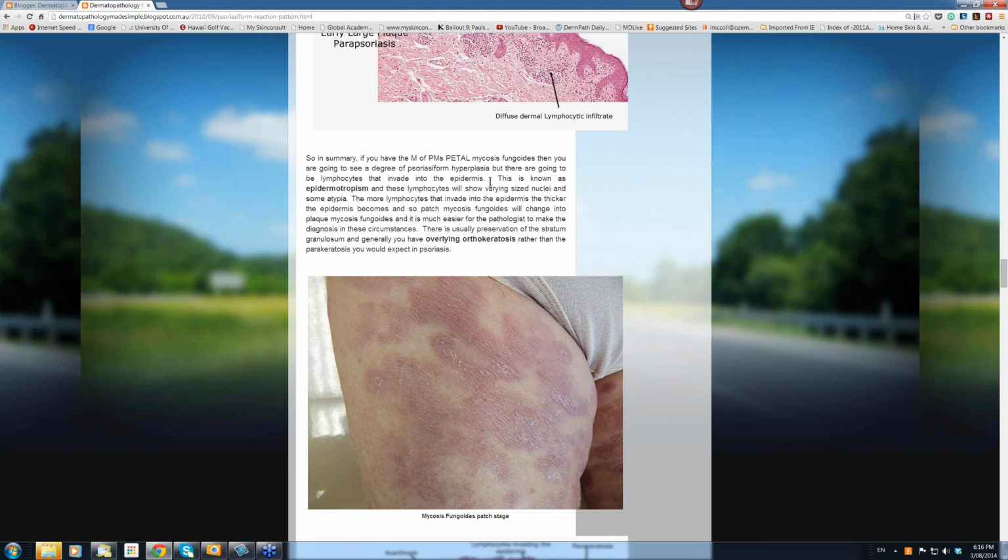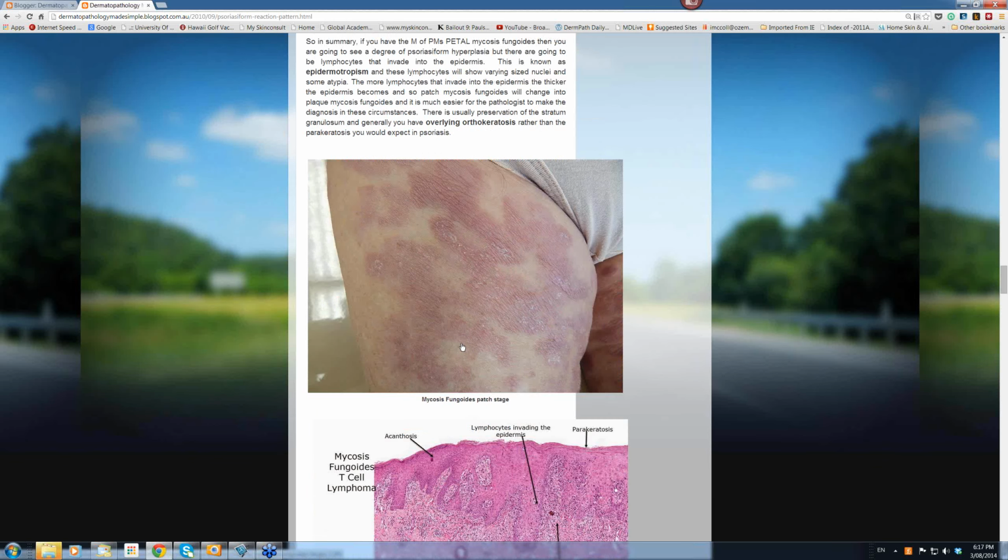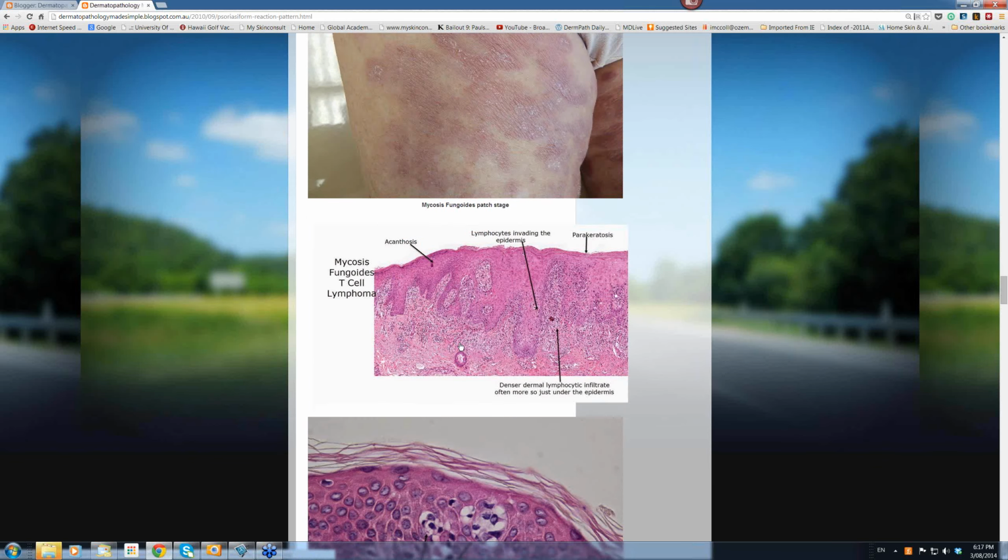What the atypical lymphocytes do is they show epidermotropism. They invade into the epidermis. And these lymphocytes will have varying sized nuclei and some atypia. And the more lymphocytes that invade the epidermis, the thicker these plaques will become. So patch MF changes into plaque MF. And it's at that stage it's much easier for the pathologist to make the diagnosis.